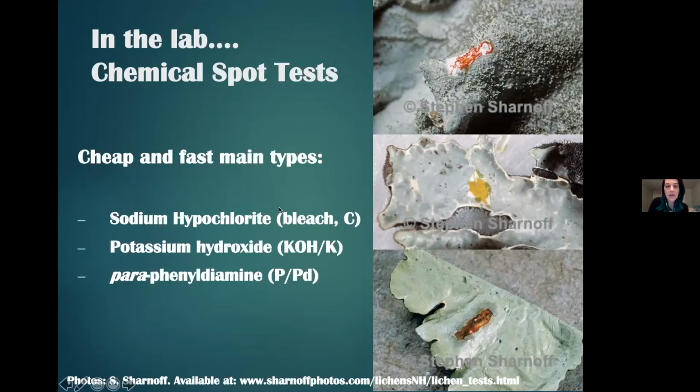Same thing with other types of chemicals that we use. The C reactions are usually pinks and reds, while the K reactions are usually yellow and orange.